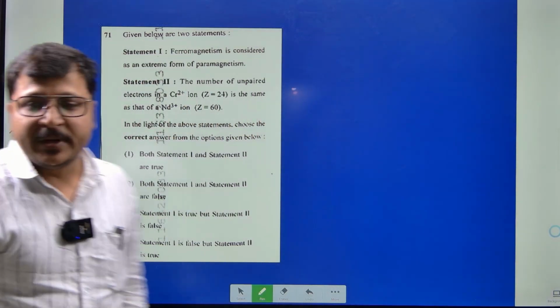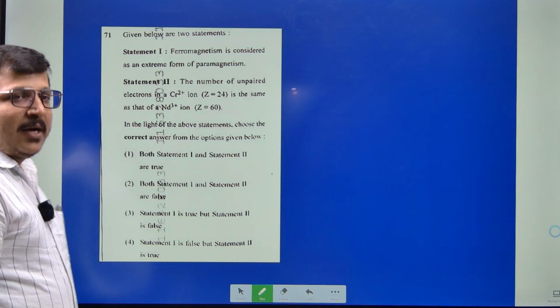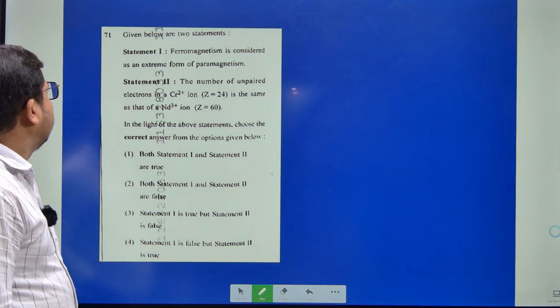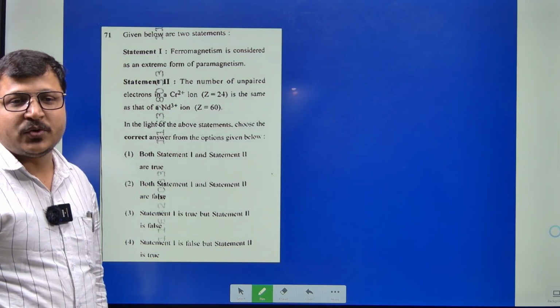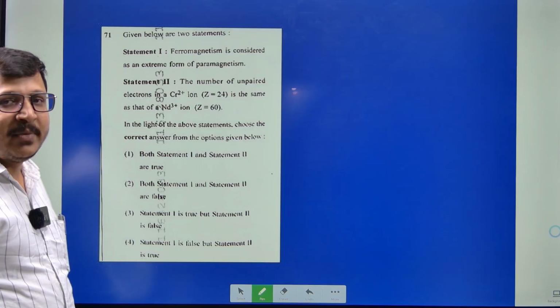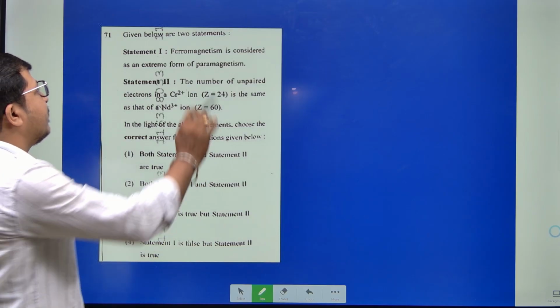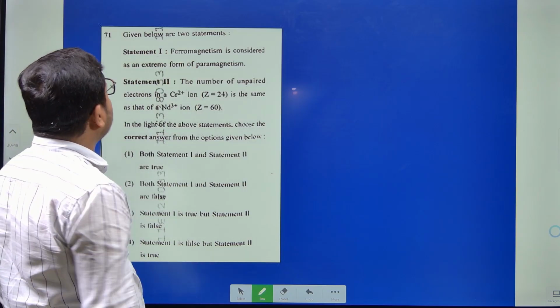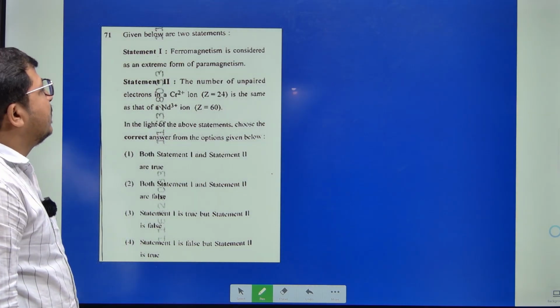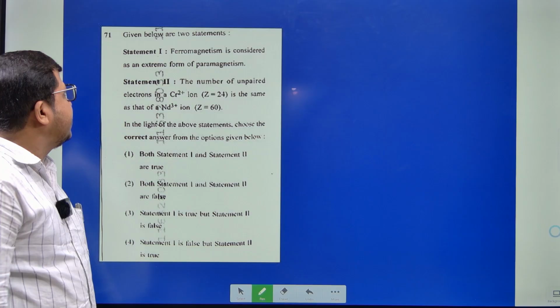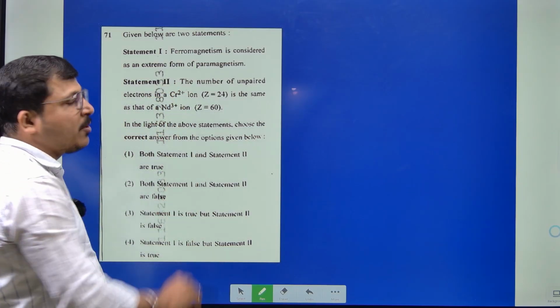Yes, good afternoon dear students. I will continue the next session of this question paper solving from question number 71. Yes, dear students, question number 71: below are two statements. Statement 1, ferromagnetism is considered as an extreme form of paramagnetism.